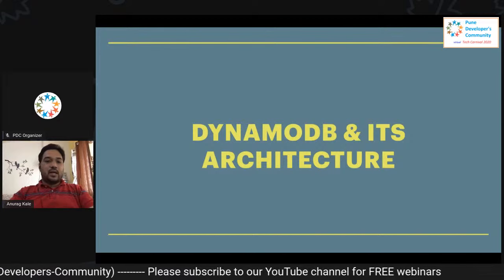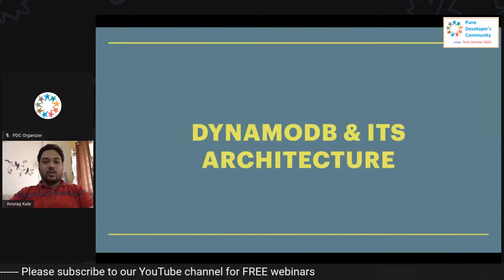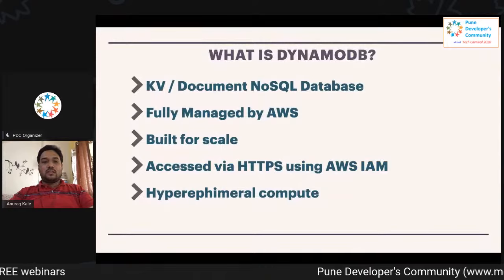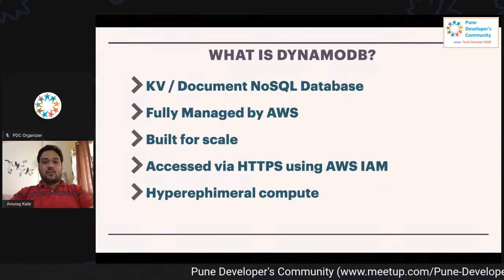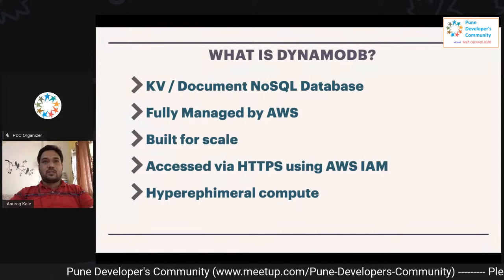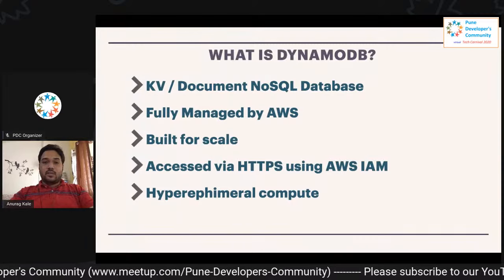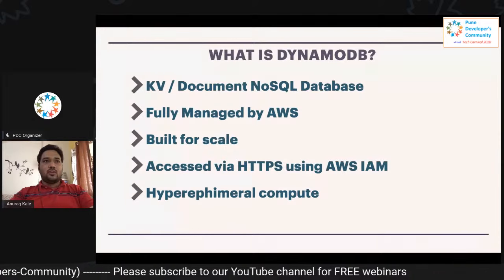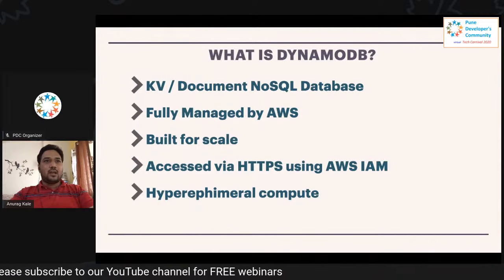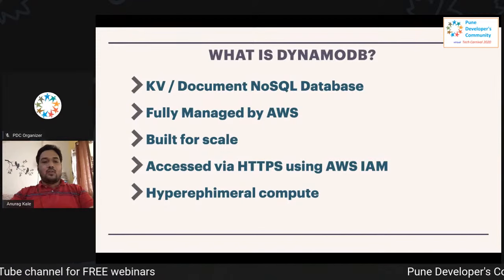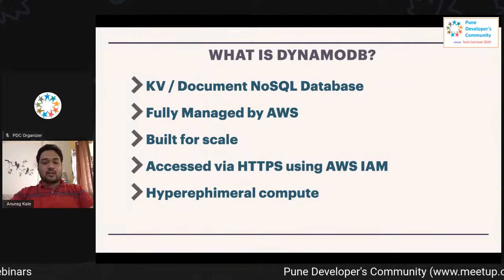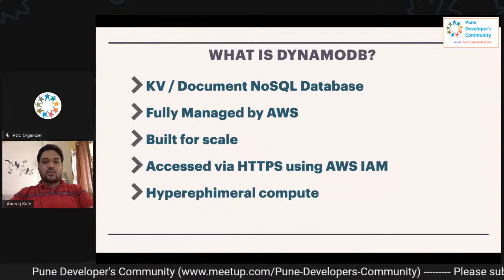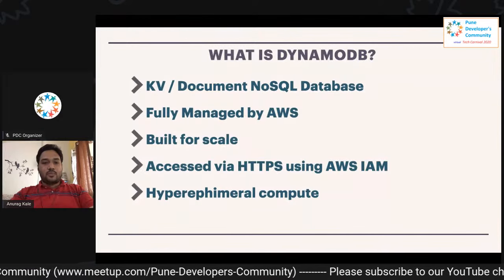So let's dive deep into what exactly DynamoDB is and its architecture. DynamoDB is a mixture of key value and document store NoSQL databases. It is a no-ops database. What no-ops basically means is you don't need to worry about provisioning. You don't need to worry about how many servers or how much RAM you need, or how to add machines to the cluster. Everything is managed by AWS. That is why it is called a no-ops database.